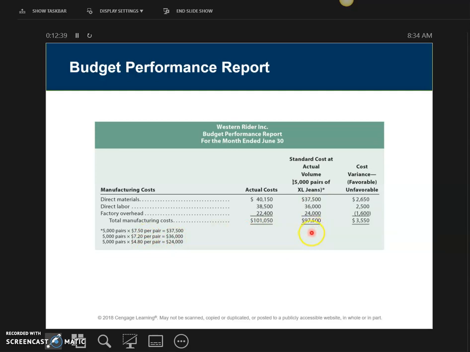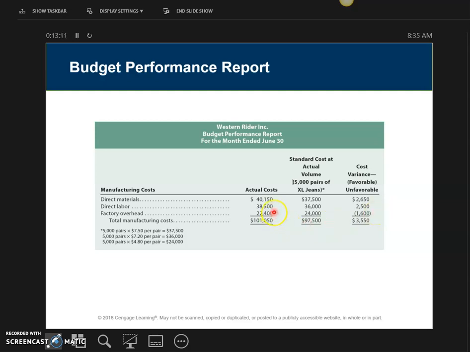So you can see that we're going to do two things. We're going to go across and compare, and then we're going to go down and add. So you're going to add up all your standard costs, but the key is you're going to go across. So for materials, my actual cost was higher than my standard cost. So in actuality, this $2,650 would really be unfavorable because the cost of materials was higher than what I anticipated.